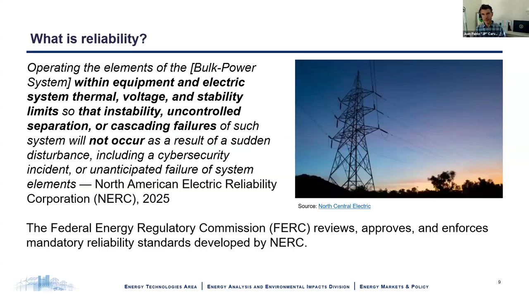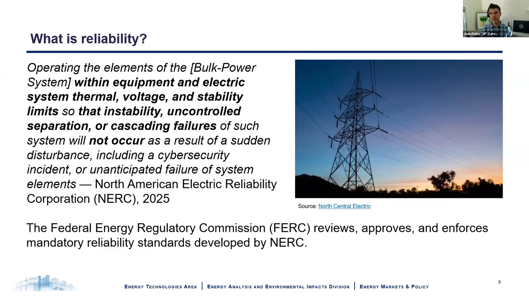From the bulk power system perspective, reliability starts having a specific definition. It is operating the elements of the bulk power system within equipment, electric, thermal, voltage, and stability limits. These are elaborate terms, but typically it means that the whole power system, as you know, has to be in permanent, constant balance. It allows for minor fluctuations, but fluctuations that start going outside of those limits create thermal issues, meaning that we're overloading our lines, voltage issues, meaning that we don't have the right voltage, either too high or too low, or stability issues where these fluctuations are happening too fast and too unpredictably.